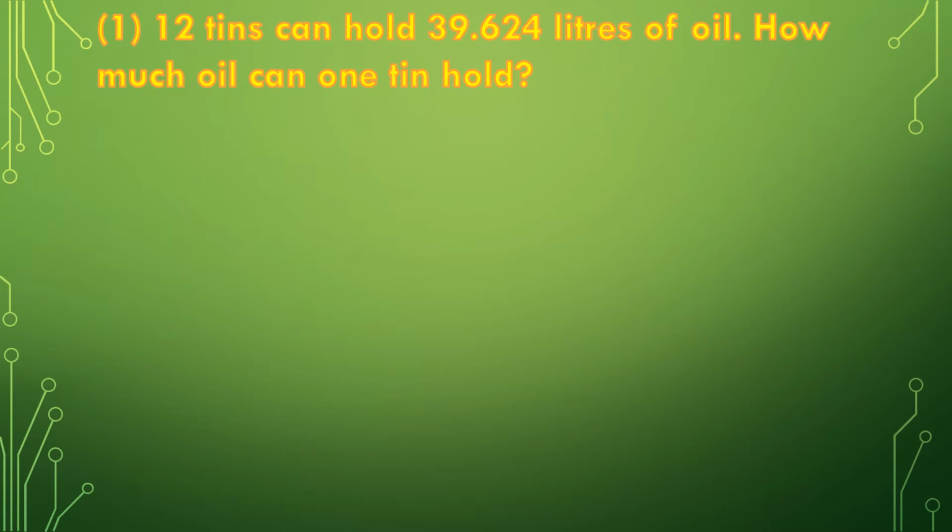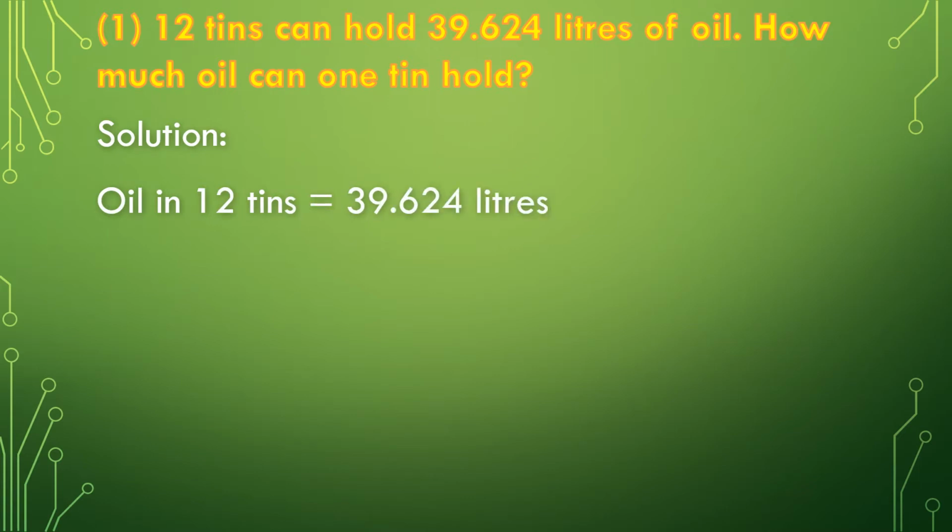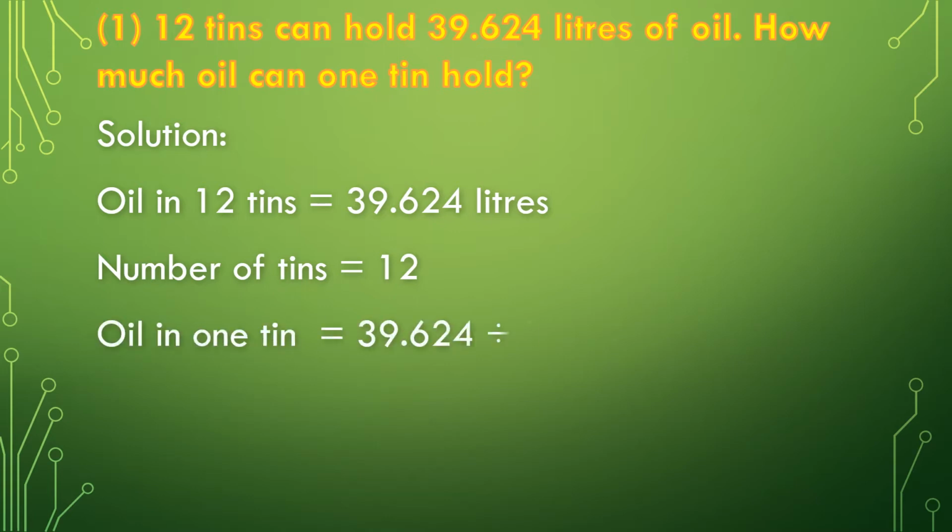See, in this question, oil in 12 tins is given and we need to find out oil in one tin. So what we have to do in this question? Yes, division. So write down the solution. The first statement is oil in 12 tins is equal to 39.624 liters. The second statement is number of tins is equal to 12. And the third statement is oil in one tin is equal to 39.624 divided by 12.